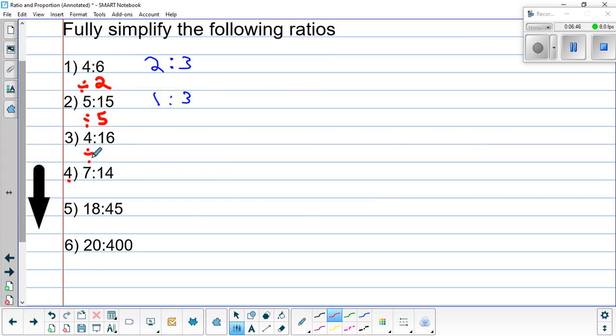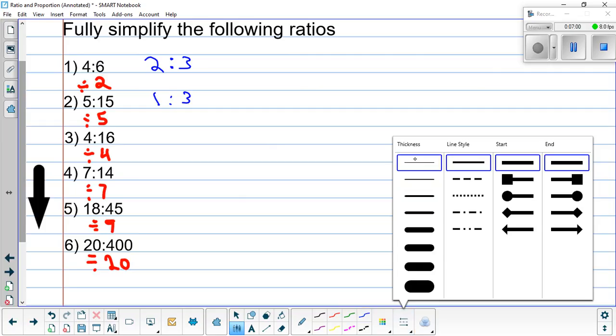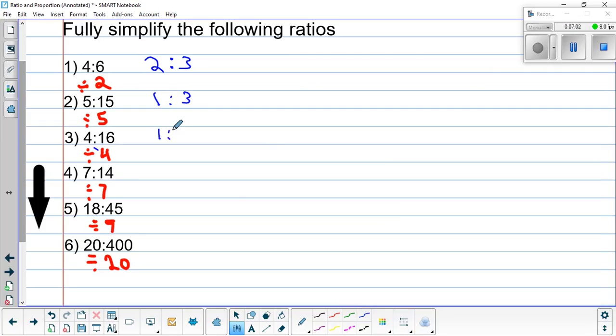Next one we can divide by 4. And we divide by 7. This one we can divide by 9. And this one we divide by 20. So what does that give us? We're going to get the ratio of 1 to 4. Here we get the ratio of 1 to 2. Here we get the ratio of 2 to 5. And lastly, the ratio of 1 to 20.